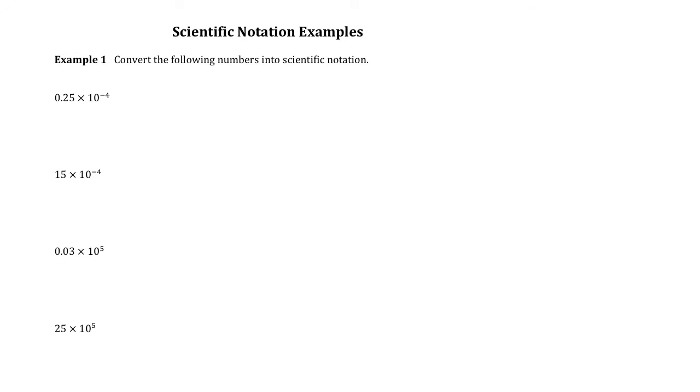Let's look at a few examples using scientific notation. So I'd like to convert this number into that form, and it currently is not because the value for a is less than 1. I would like to use a is equal to 2.5.